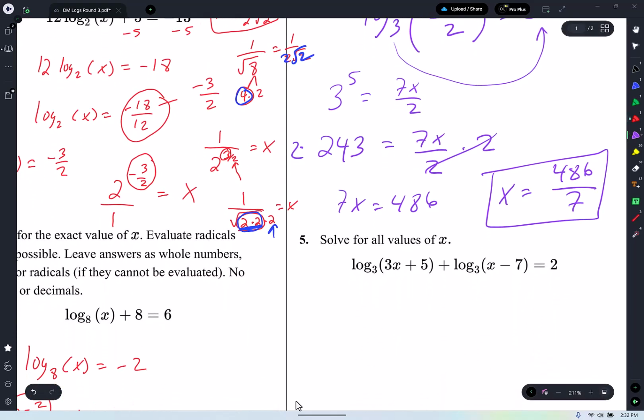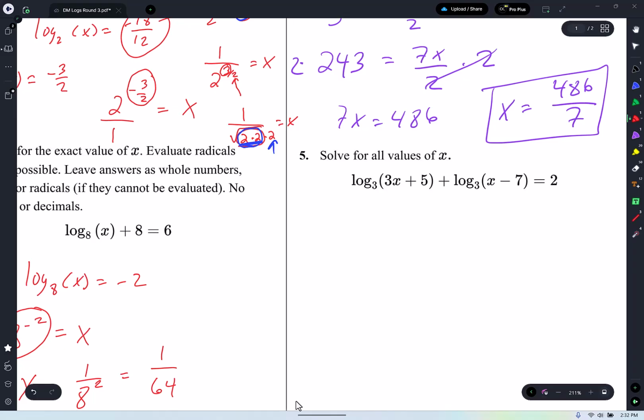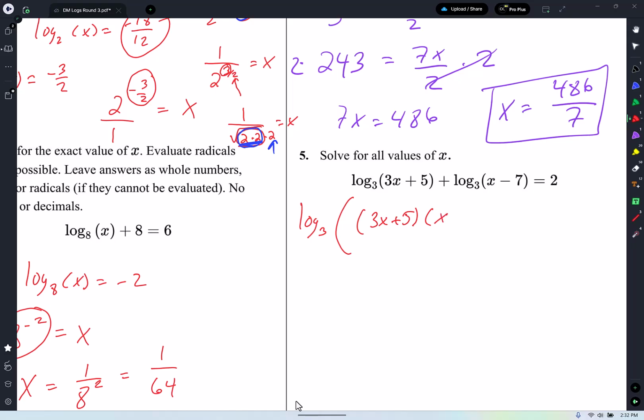All right, let's go to the next one. There's a plus in the middle. I can just do product. Log base 3, giant parenthesis, little parenthesis, 3x plus 5, close, open, x minus 7, close, close, equals 2. Oh, man. Okay. You're going to have to distribute. You're going to have to multiply.